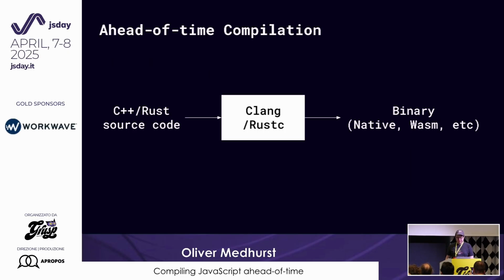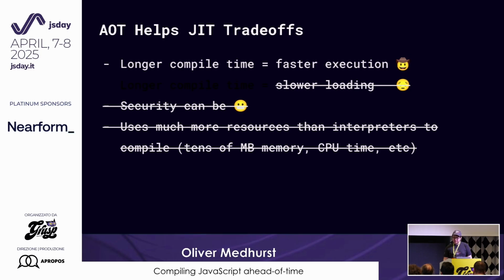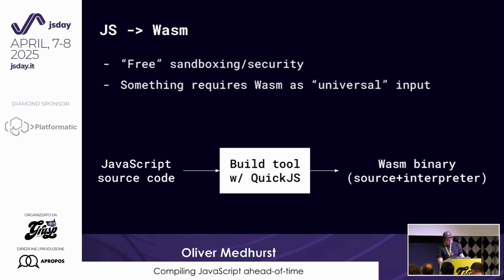So ahead-of-time compilation is what other more traditional native languages use, like say C++ or Rust. You give that to a tool like Clang, it just dumps out a binary on the developer's machine. It fixes most of these trade-offs. You get faster execution because you're compiling it. You don't have that slower load time because you're compiling on a developer's machine. And security isn't a concern because, again, all of this is on the developer's side rather than the user's.